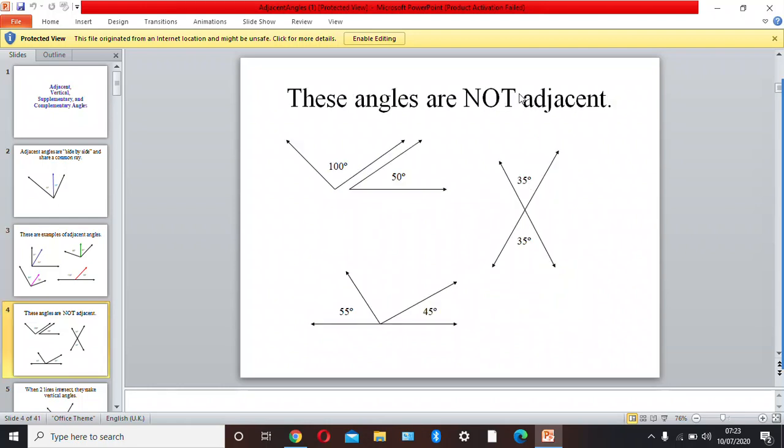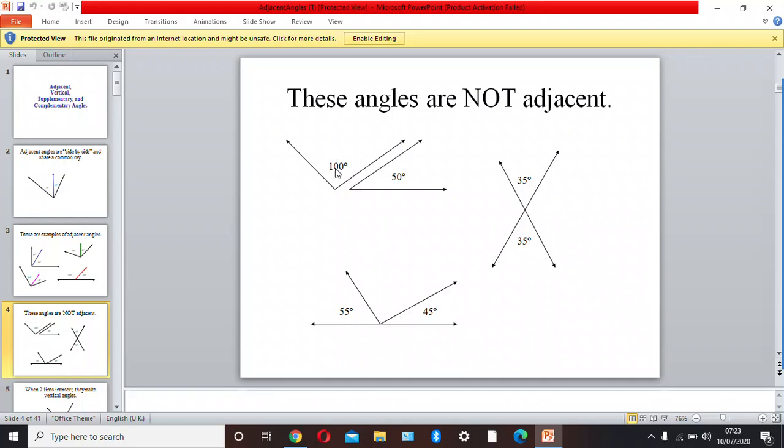These are not adjacent angles. Why? They don't stay side by side. Look at 55 here. It's not exactly side by side with 45 degrees here, so we don't say these are adjacent angles. There's a wide distance between them. It's not actually side by side.